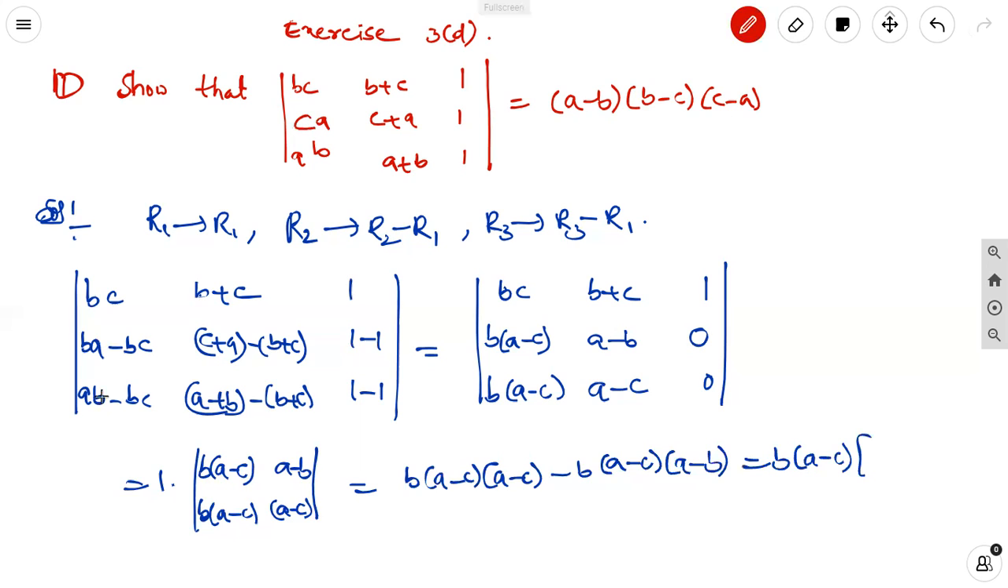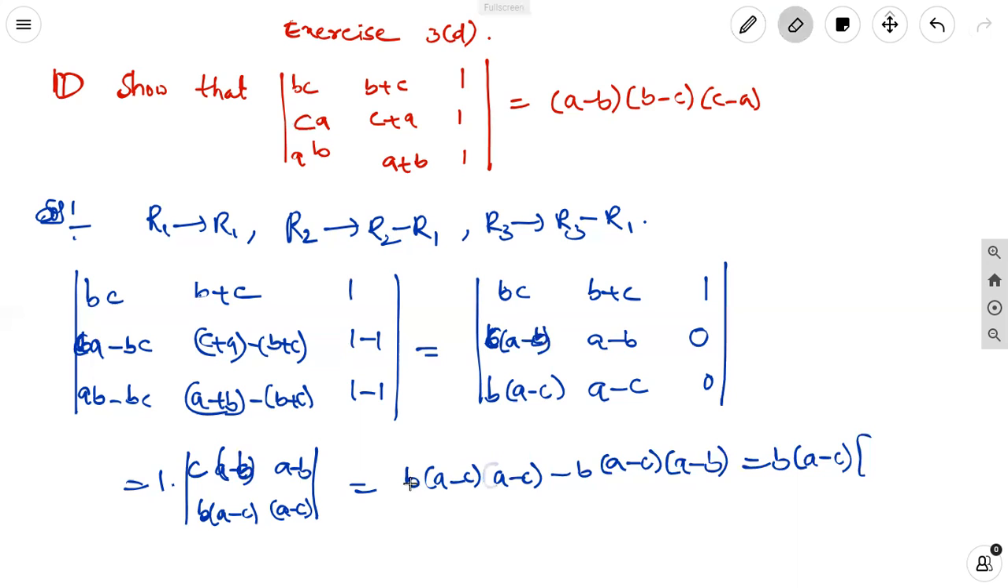This is CA. Why? Because we cannot get the same values. Here it is CA minus BC, AB minus BC. Here C is common, A minus B, B is common, A minus C. Here C is common, C is common, A minus B.